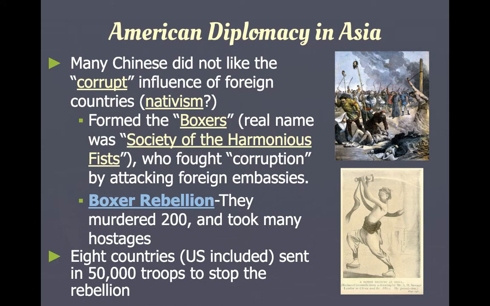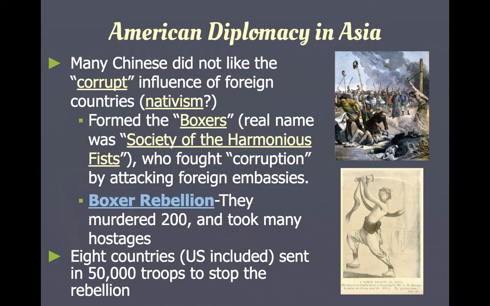Many Chinese did not like this corrupt influence of these foreign countries. Some people thought it was because of nativism, which basically meant that they didn't like the foreigners. And can you blame them in that regard? So the Chinese are going to form what's called the Boxers. That was their nickname. Their real name was the Society of the Harmonious Fists, which is a cool name. But the Boxers was their nickname because they trained in boxing. They thought that in that regard, they were able to gain a special advantage. And so they fought corruption by attacking the foreign embassies. And all this is going to lead to what's called the Boxer Rebellion.